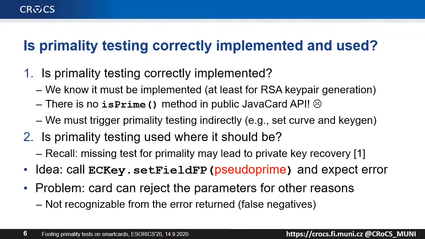But it's not simple. The problem is that the card is a black box, and we can't just separate the primality functionality. The card itself can reject our pseudoprime parameters for a variety of other reasons, and we can't easily recognize this from the error returned. So as a result, we can get false negatives. We can submit the pseudoprime and get an error, and we will think that they are doing primality testing properly, but in fact it failed because of some other reasons. They are not doing primality testing properly.